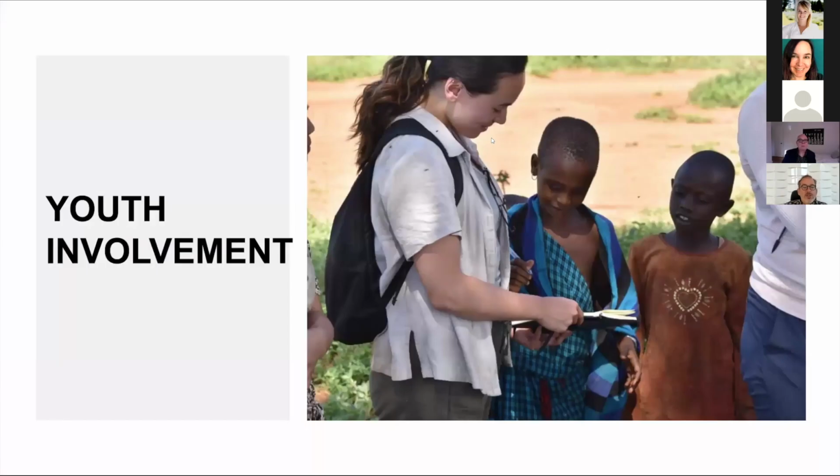We always have the students do workshops with community kids to get the youth enthused and involved in the projects. This can range from demonstrations of water purification methods to asking the kids to draw their own solutions to the problem. Next slide.